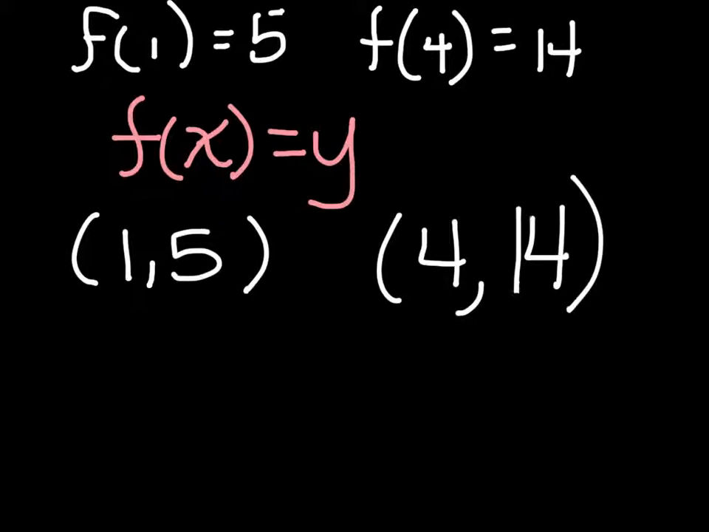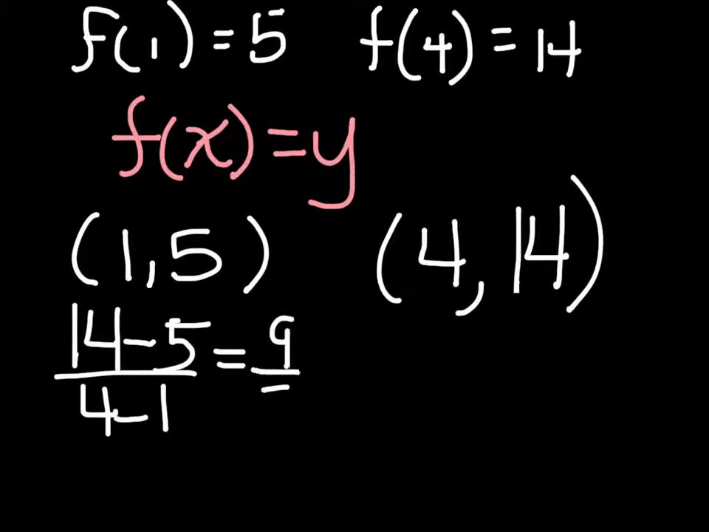Now that you have two ordered pairs, you can just find the slope the same way you have in the past, which is y2 minus y1 over x2 minus x1. In this case, you get 9 over 3, which is 3. And then you can choose one of your two ordered pairs, so I'm going to choose this one, 1, 5, because the numbers are a lot smaller.